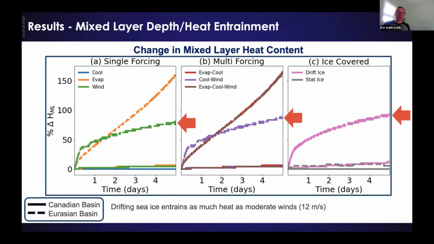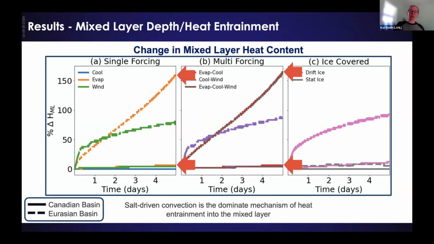Second, we see that drifting sea ice entrains as much heat as moderate winds. Again, caveat: this is a relatively simplistic sea ice model, and the other thing I want to say is that these are, I would call, moderate winds. Above this wind speed, I think you'd likely start to see wave production and whitecapping and things like that, so I didn't want to go too much further. This is a moderate wind speed, so you might see a greater effect of wind if you had more storm-like magnitudes in wind.